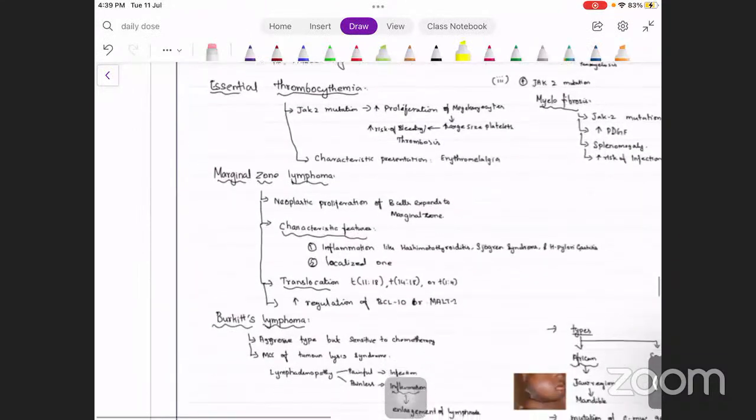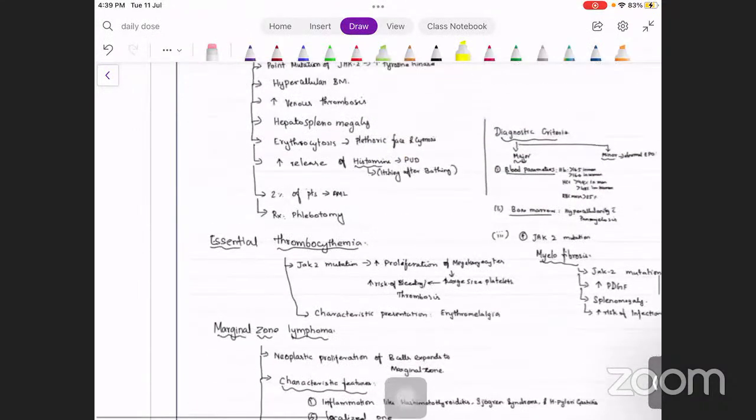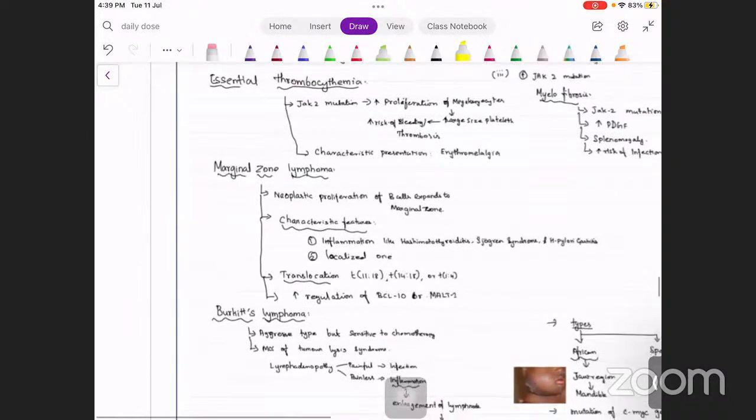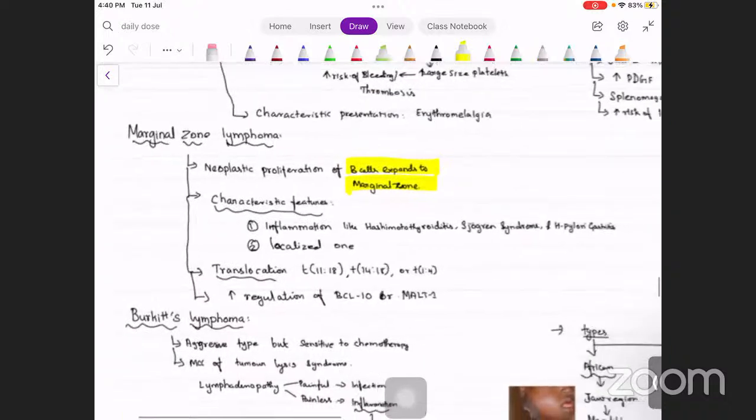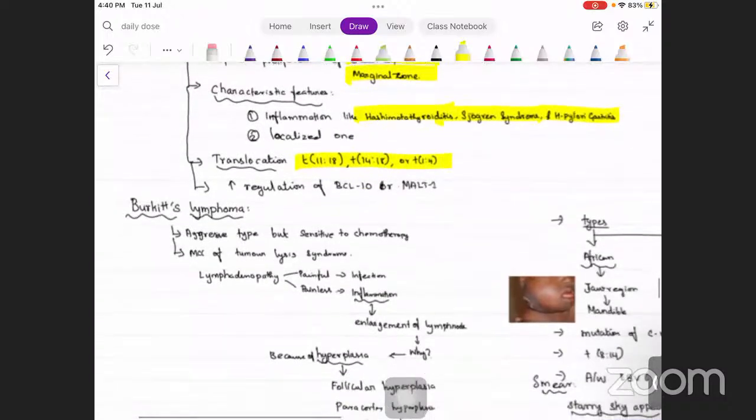Then you have the lymphoma. Speaking about lymphoma, first one is marginal cell lymphoma. Marginal cell lymphoma is due to the neoplastic proliferation of B cells, which expand to the marginal zone. The characteristic features are Hashimoto thyroiditis, Sjogren's, and H. pylori. Translocation 11;18, 14;18, and 1;14.